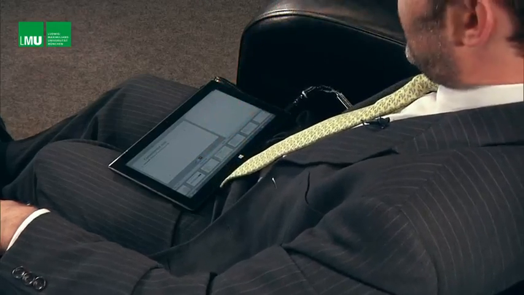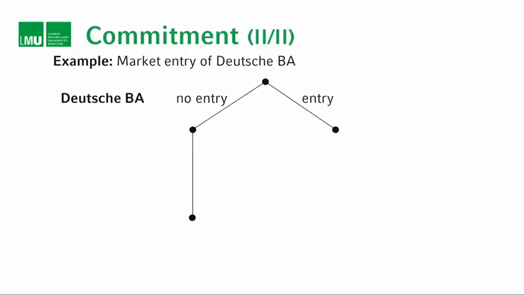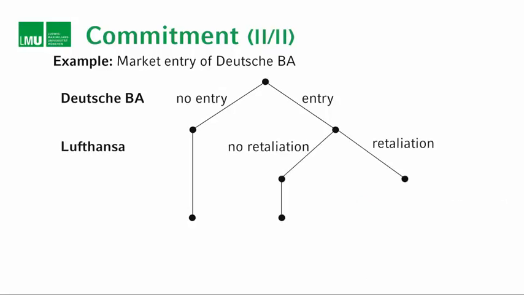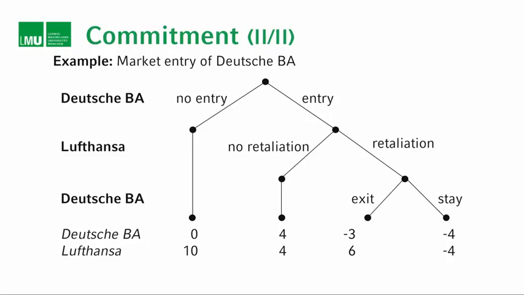Let's now look at a commitment strategy using an example that we already know, and that's the market entry of Deutsche BA into the German domestic airline market. Again, recall that Deutsche BA could either enter or not enter. If they don't enter, the game is over and nothing happens. If they enter, then Lufthansa can choose to retaliate or not retaliate. If they don't retaliate, then the market is shared by Deutsche BA and Lufthansa. If Lufthansa does retaliate, then Deutsche BA faces another choice of either exiting the market or staying in the market.